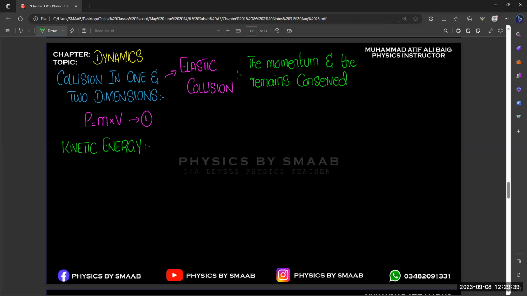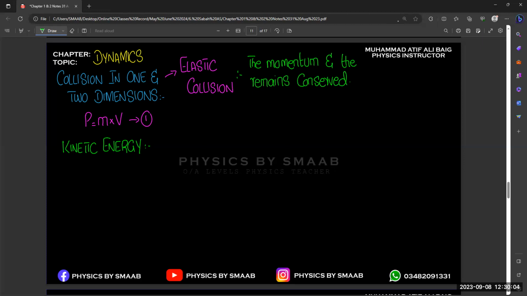Okay. So if we take the example of snooker balls, and apply the law of conservation of momentum, you know that both are made of very hard solid objects, right? So when they collide with each other, that is an inelastic collision. It means their momentum and energy will not remain conserved.